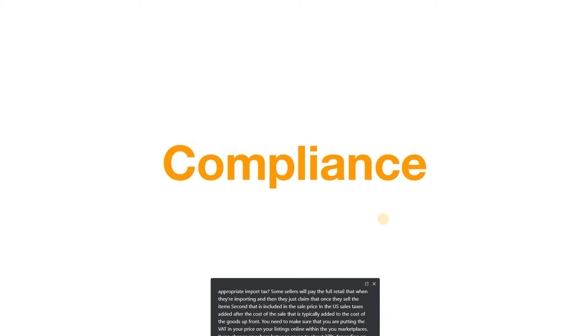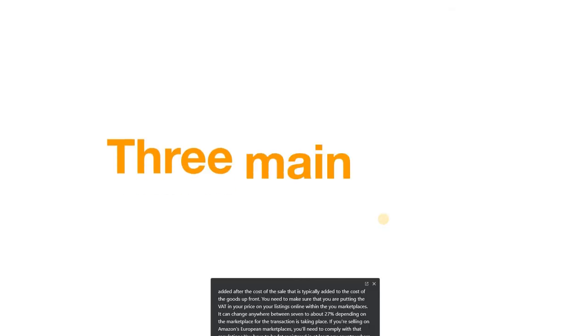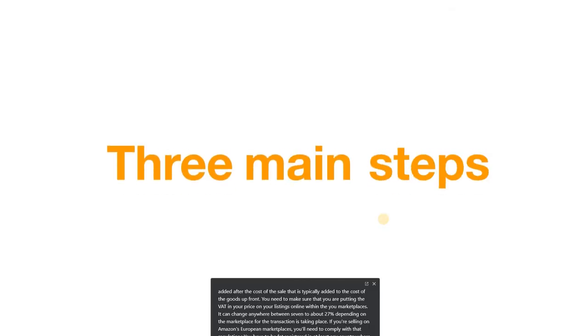And it can change anywhere between 7 to about 27% depending on the marketplace where the transaction is taking place. If you're selling on Amazon's European marketplaces, you'll need to comply with VAT regulations. You have to be VAT registered in at least any country where you're going to be storing inventory. If you choose to ignore it, eventually the tax authorities in those countries are going to come knocking on your door. There are 3 main steps to handling VAT.